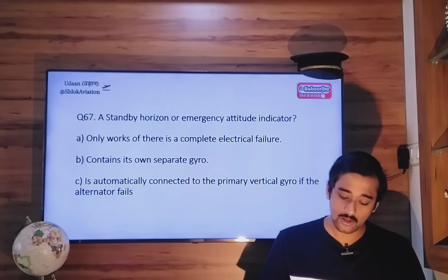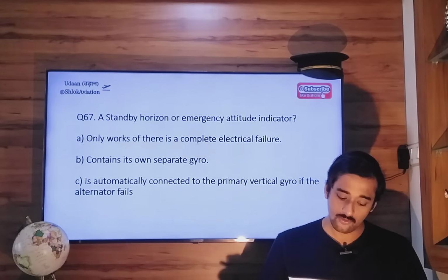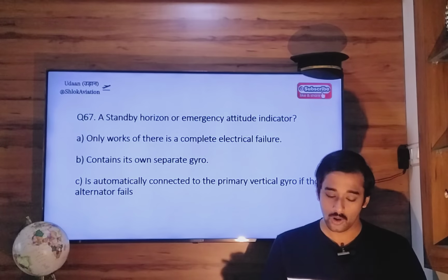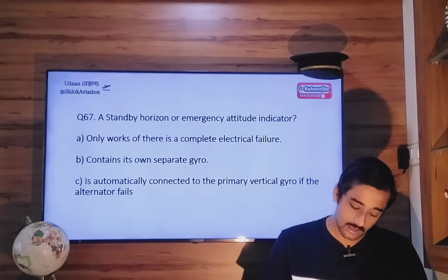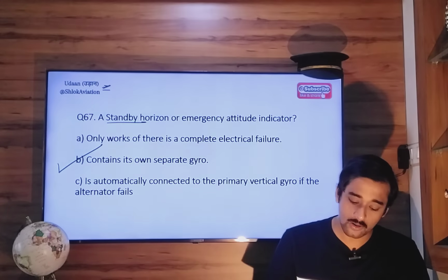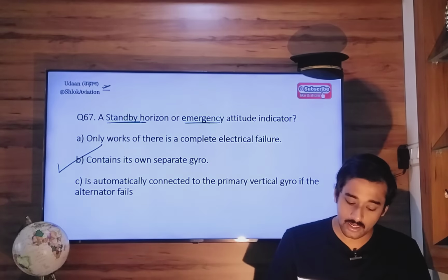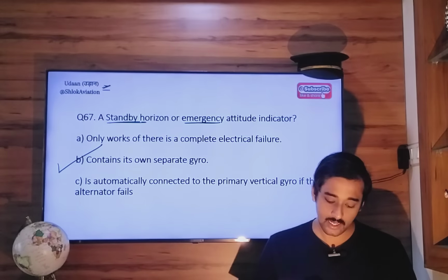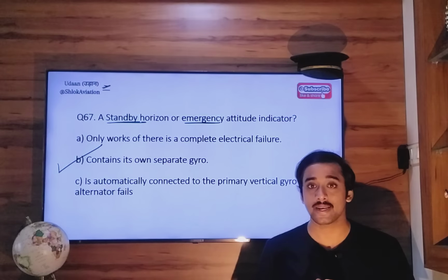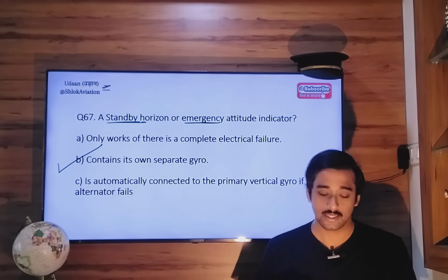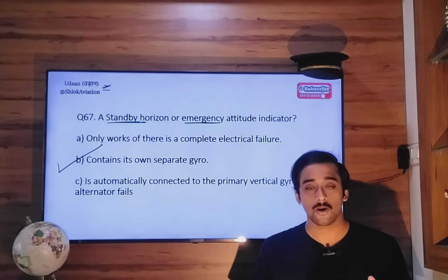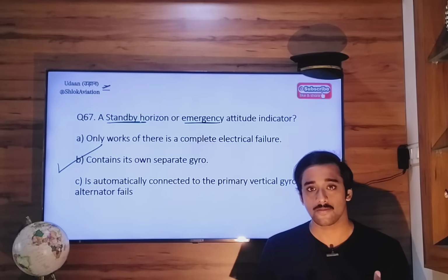A standby horizon or emergency attitude indicator only works if there is a complete electricity failure, contains its own separate gyro, is automatically connected to the primary vertical gyro if the alternator fails. Option Bravo. Since it's a standby horizon or emergency instrument equipment, it must have its own independent power supply. That's why it contains its own separate gyro. It's not connected to the original system. It has its own separate setup so that if the original system fails, this separate gyro will work on its own, right?